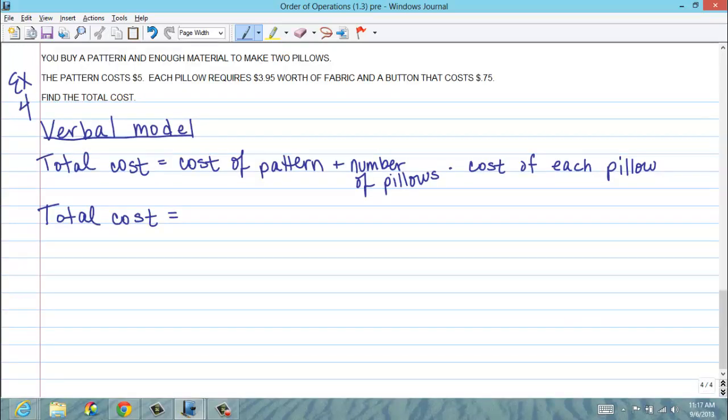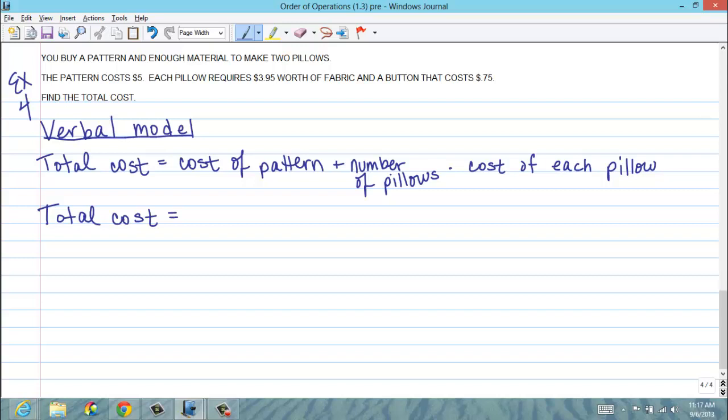Last example. It's a word problem. Have to get a lot of practice doing this. You buy a pattern and enough material to make 2 pillows. The pattern costs $5. Each pillow requires $3.95 worth of fabric and a button that costs 75 cents. We need to find the total cost. So this is our fourth and last example.